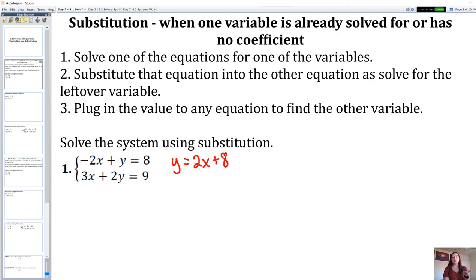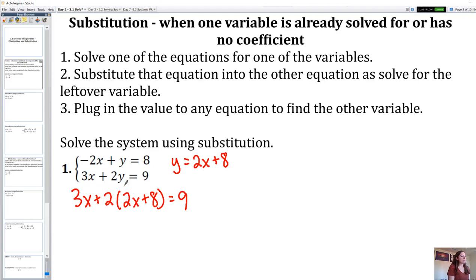So now we're going to take that equation for y and plug that into the y of the other equation. So wherever I see y on that bottom equation, I'm going to put 2x plus 8. So now we have 3x plus 2 times our value of y, which was 2x plus 8, equal to 9. So now notice here we don't have any y's in this equation, we only have x's, which is what we want. Because now we're going to solve for x. We're going to figure out what that number actually is.